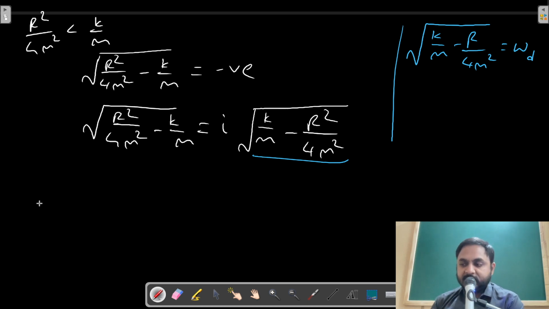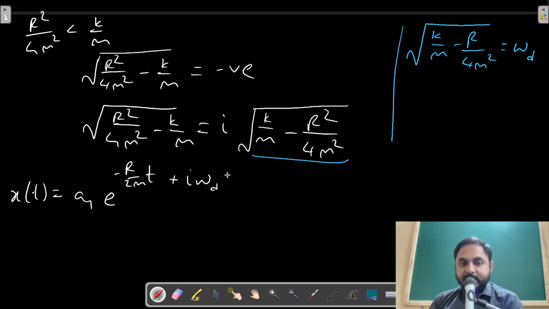So now the solution can be written as, if you remember, our solution was a1 e raised to minus r by 2m multiplied by t plus, now I am going to write i omega d into t, because this entire bracket I am replacing by i omega d. So the first term becomes a1 e raised to (minus r by 2m t plus i omega d t), and similarly the second term will be a2 e raised to (minus r by 2m into t minus i omega d into t).